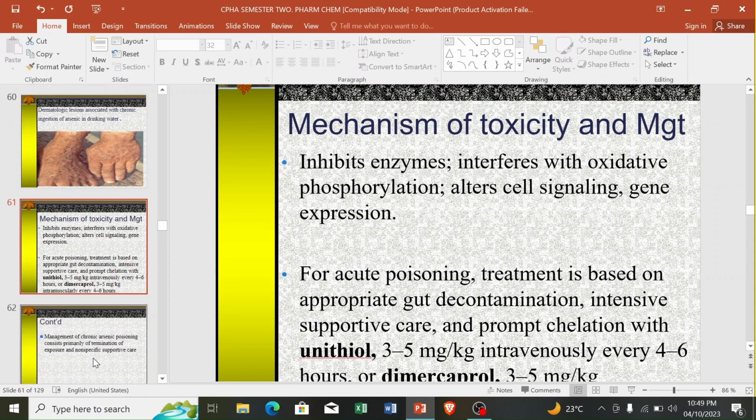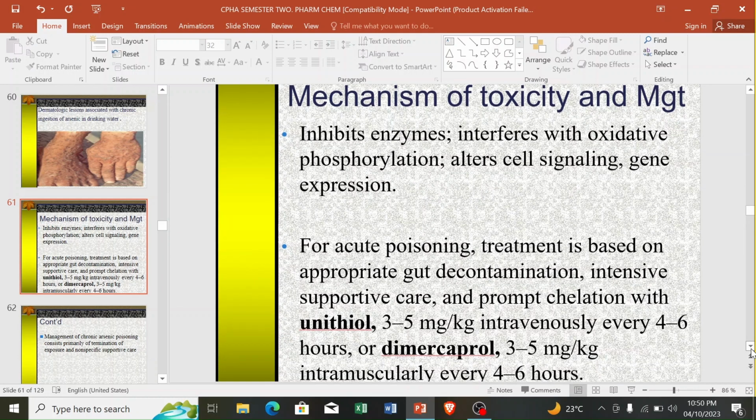So we have mechanism of toxicity and management. It inhibits enzymes or interferes with oxidative phosphorylation, and it alters the cell signaling, and also alters the gene expression. So we find that this arsenic poisoning is a big deal, and it needs proper management and quick management. Like you have to handle your patient as soon as they present with these conditions.